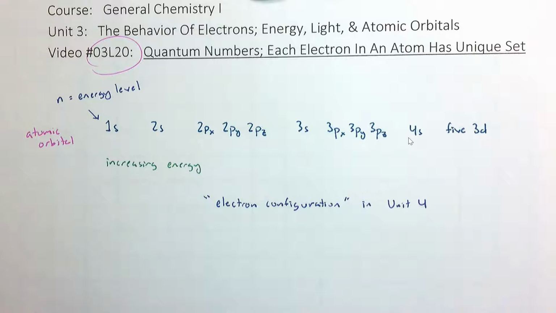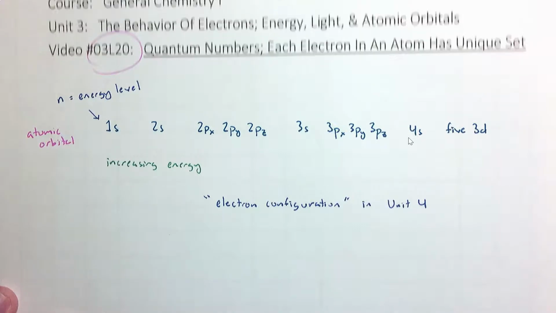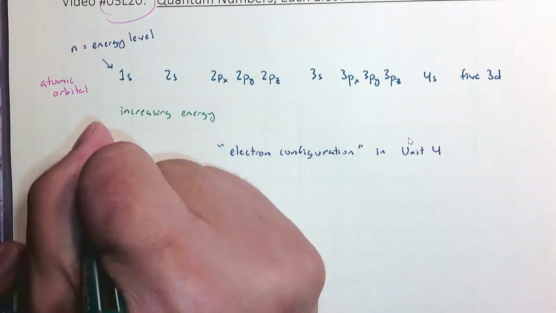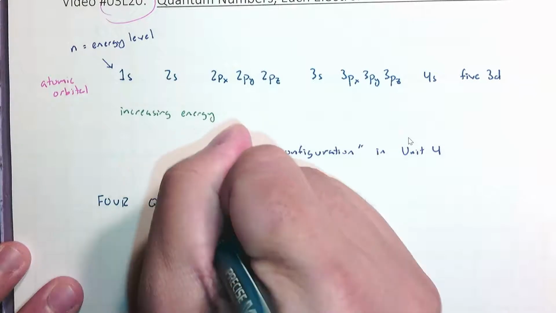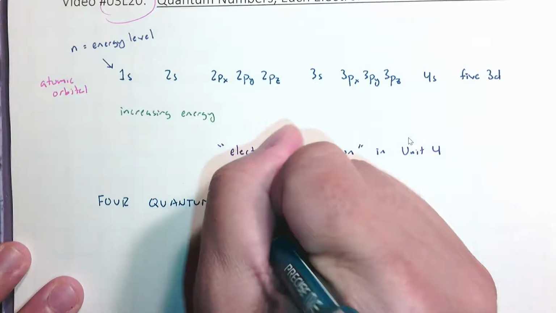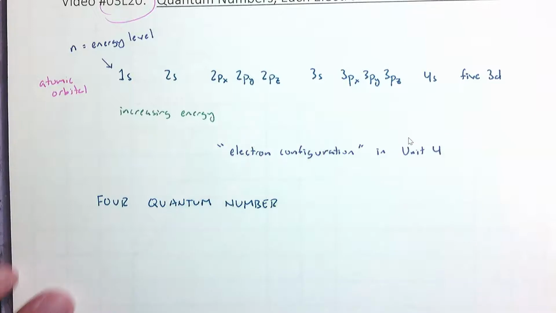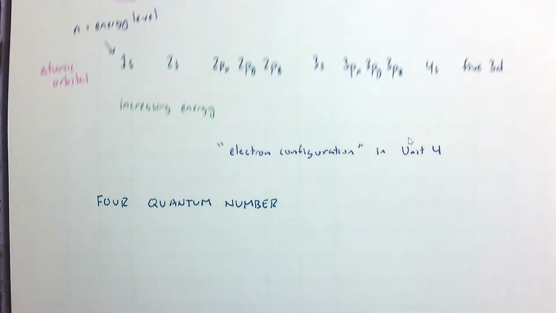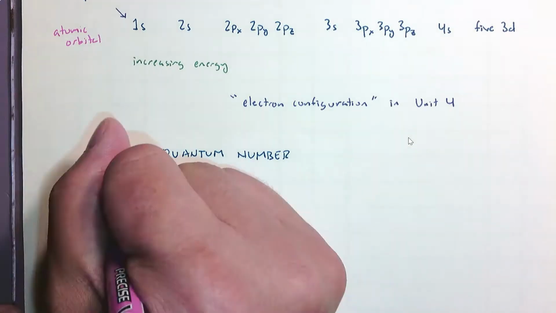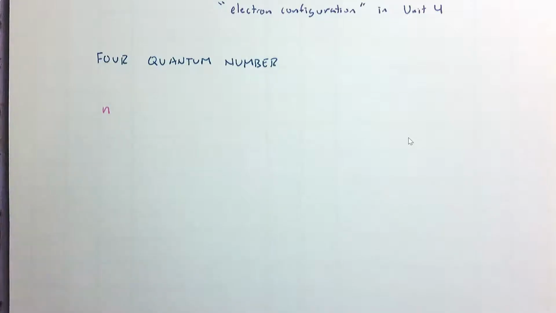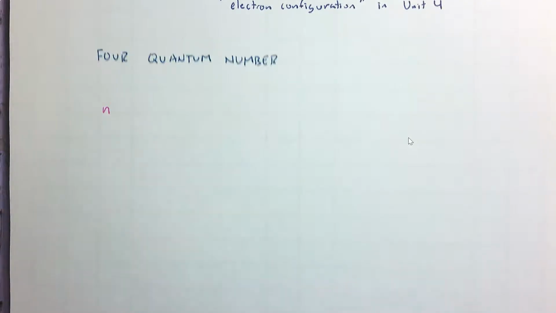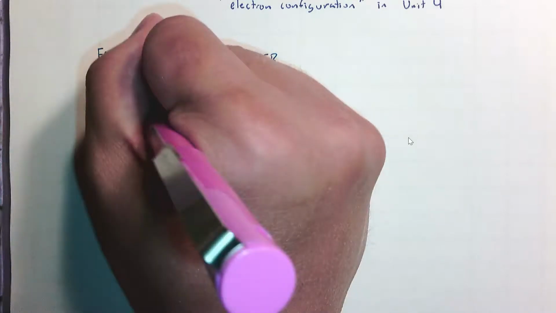Quantum numbers. Now we could talk about quantum numbers. There are 4 quantum numbers. And the first quantum number, the symbol is n. Let me see how I'm going to organize this. The first one is n. Okay. And that has a name. It's called the principal quantum number.